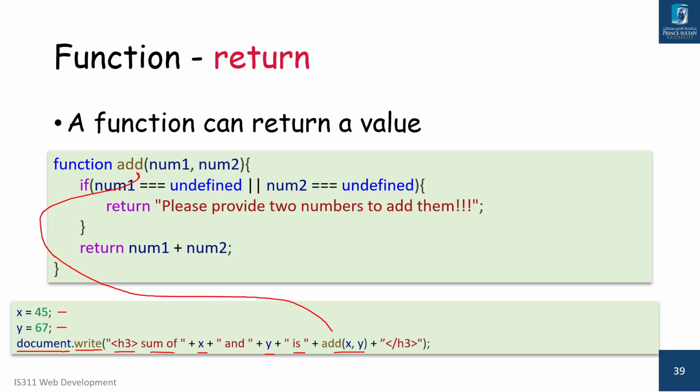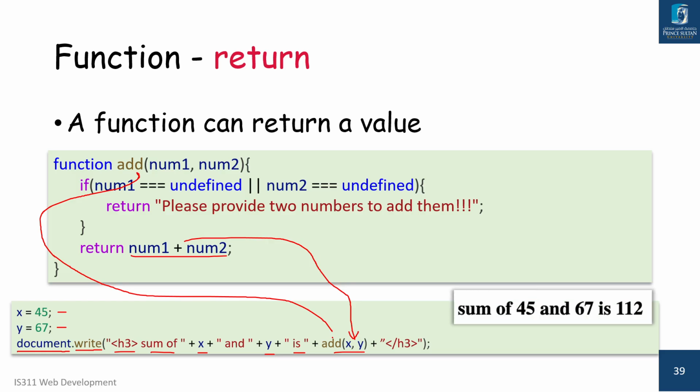It will check if x and y, or number one and number two, are undefined, which they are not, because we have provided these values. And then it will come down here and return this value. So this value will be returned at this point, and a message will be printed on the screen like this: sum of 45 and 67 is 112.